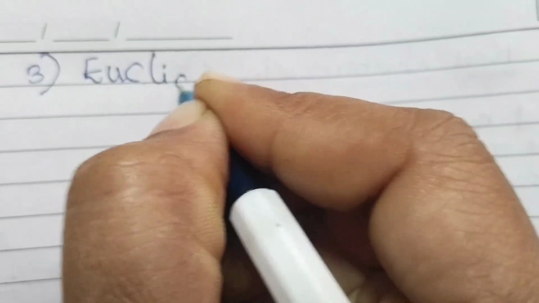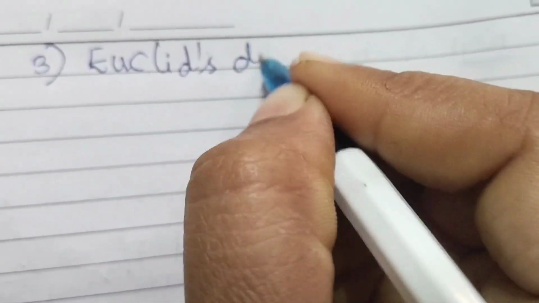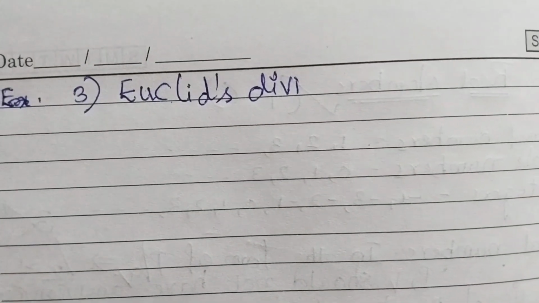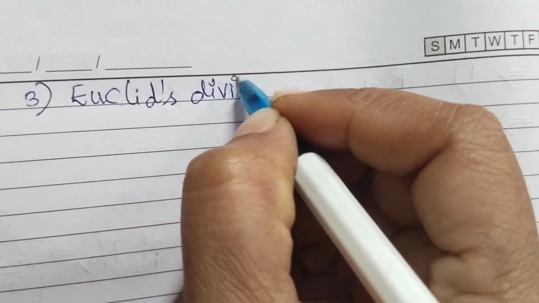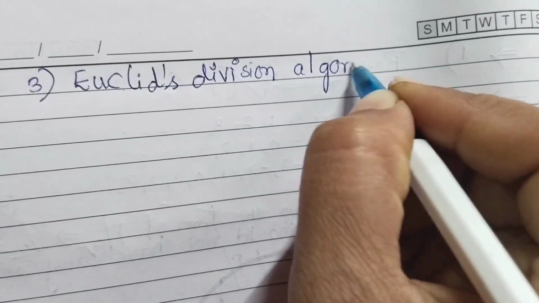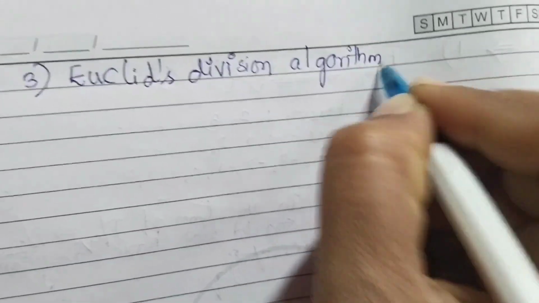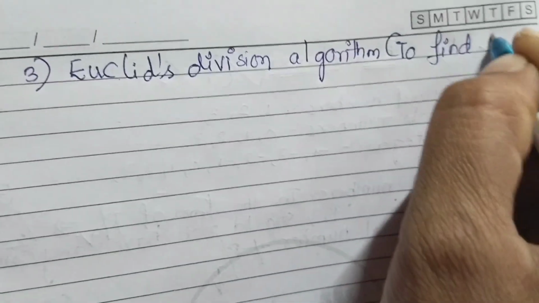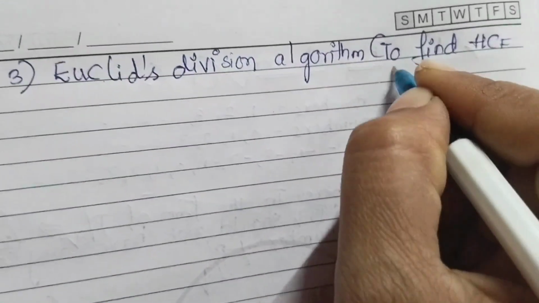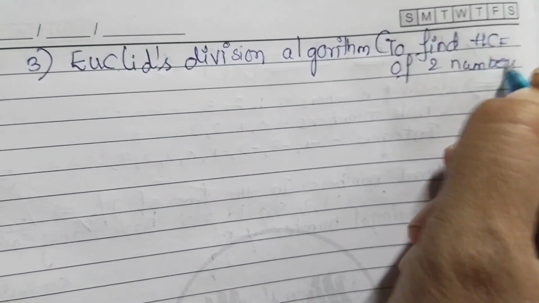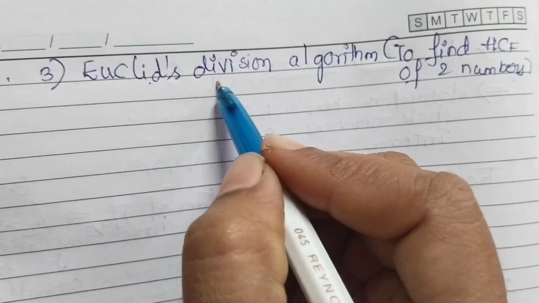Our topic is Euclid's division. Our third topic is Euclid's division algorithm. This is to find the HCF of two numbers using Euclid's division lemma.